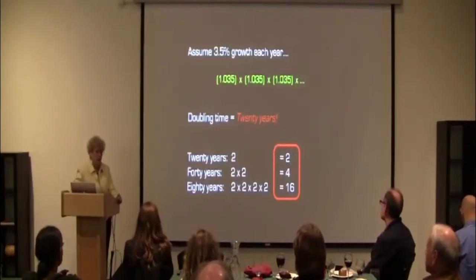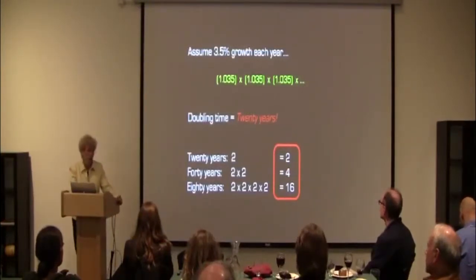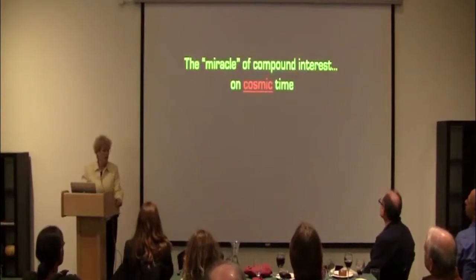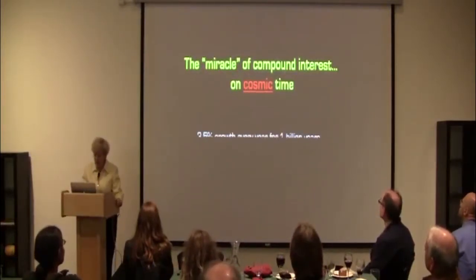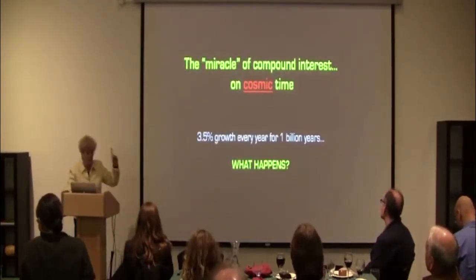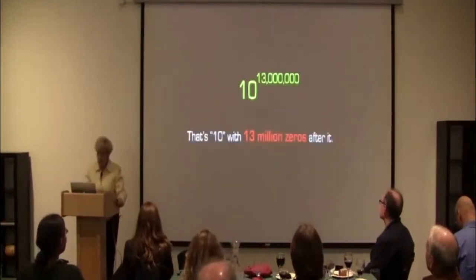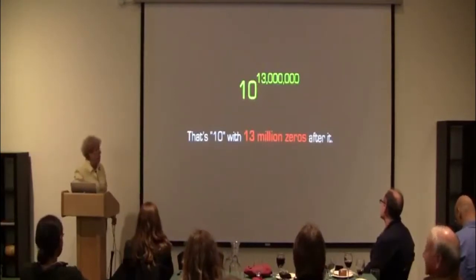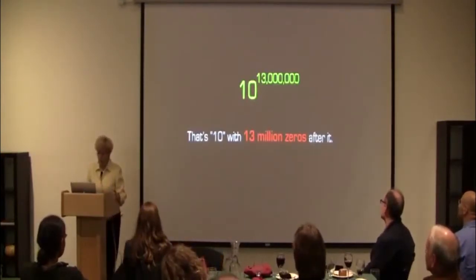And of course, all of that stuff is making its demands on the planet, right? You know, the cadmium, the rare earths and all of that are coming out at 16 times the rate when you die as when you were born. That's simply not sustainable. So what's the miracle of compound interest over cosmic time? Let's do the math. 3.5% growth every year for a billion years? Now the cosmologist is talking to you. What happens? Okay, it's 10 with 13 million zeros after. Well, there's no number for that. I won't even try to read it.